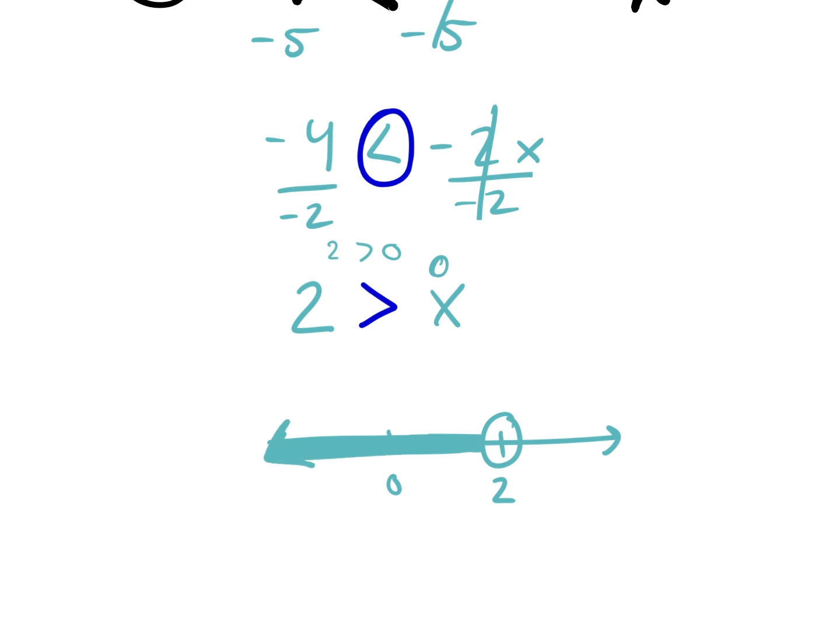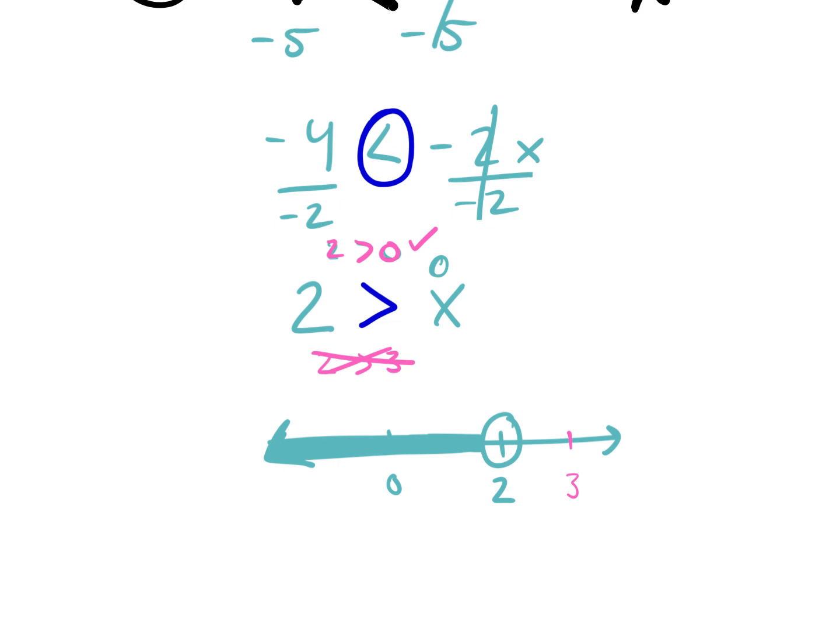So you can plug in a number and see. If I plugged in 0, is 2 greater than 0? Yeah, so it's true. So we shade in the direction of 0. If you wanted to plug in like 3, 3 would be on the right side. Is 2 greater than 3? No, so this is not true. We don't shade in that direction. So you can always check that way.